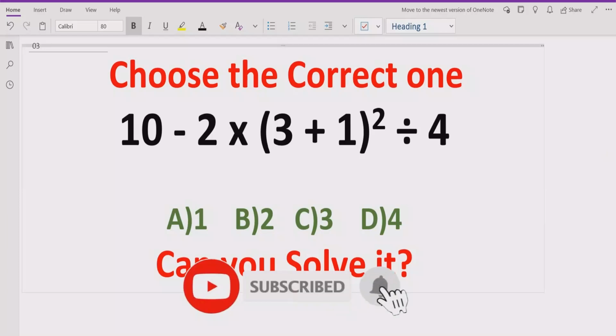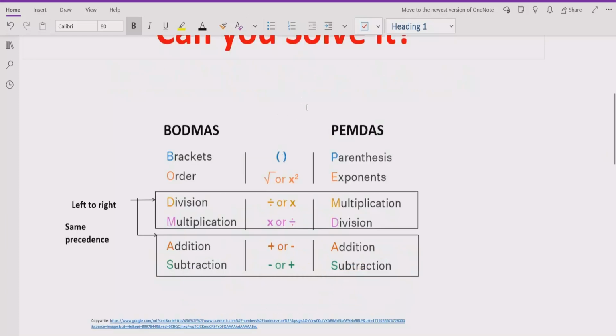Now let's talk about the rules which we can follow to solve the given expression. Here we will discuss two rules, BODMAS and PEMDAS. These rules we can apply to solve any arithmetic expression. And the rule says if your expression contains any bracket or parenthesis, you have to solve that part first. After the bracket, you have to see the power of any number. If your expression contains any number which has a power, you have to solve that part after the bracket.